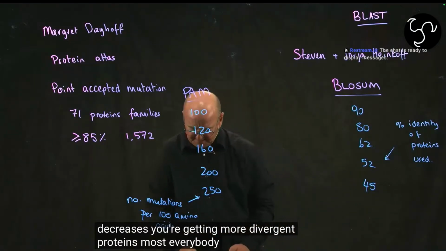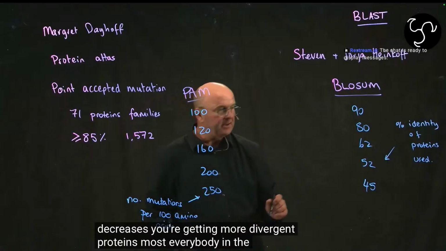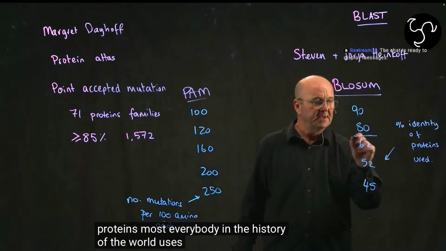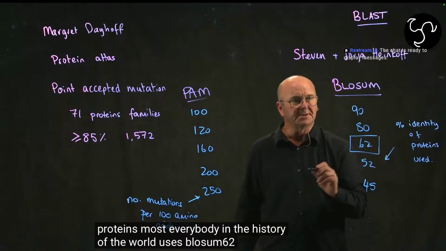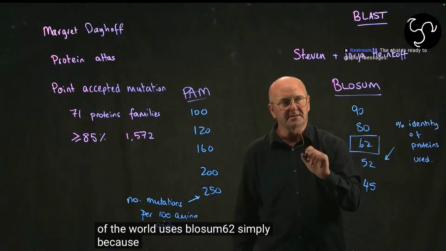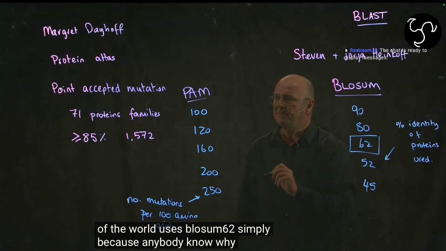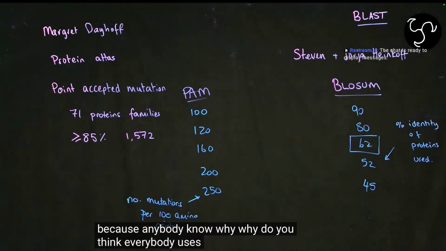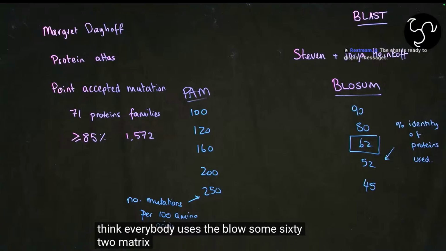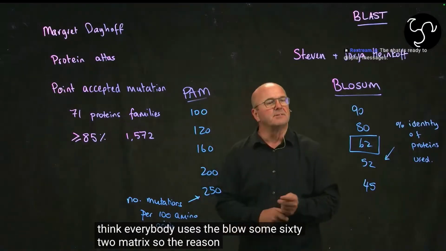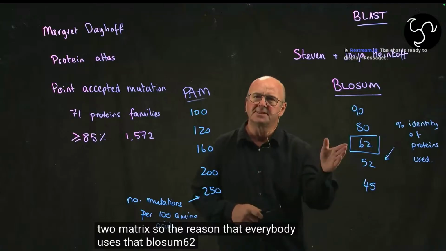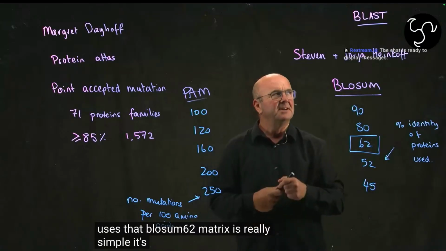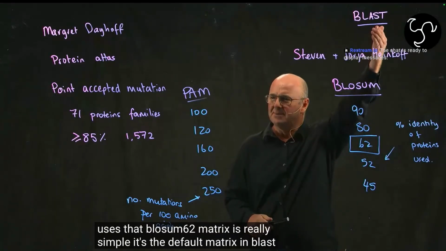Most everybody in the history of the world uses BLOSUM 62 simply because, anybody know why? Why do you think everybody uses the BLOSUM 62 matrix? The reason is really simple. It's the default matrix in BLAST.